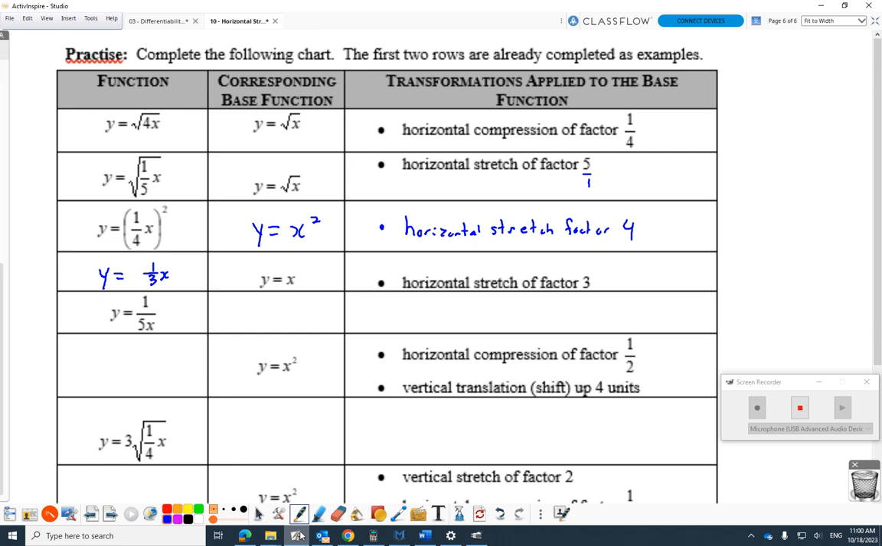What's the base function? Squared? Square root? X? It's got to be 1 over x, yeah. The x has been multiplied by 5. Therefore, this is a horizontal compression factor 1/5. And I'll put a star beside that one because if that one bothers you, I get it. That is a very weird one. But what you have to look at is the x got multiplied by 5. And if the x got multiplied by 5, it's a compression.